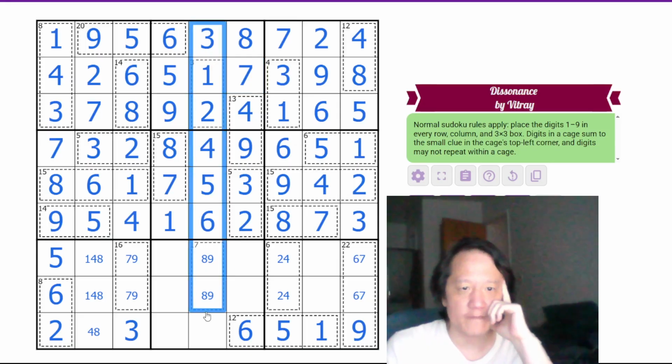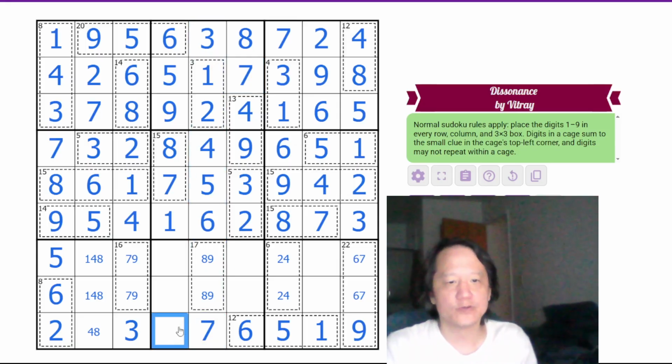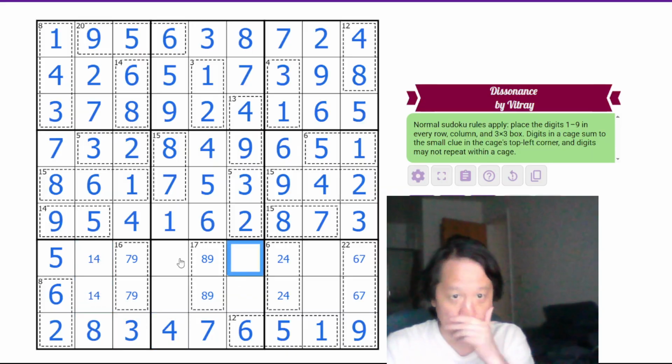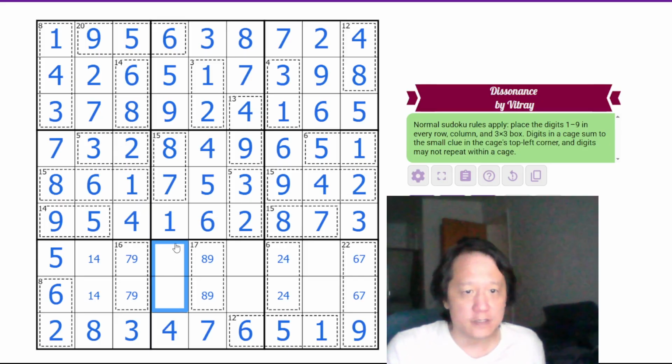Remaining digit in column 5 is a 7. So remaining digits here in row 9 are 4 and 8. No 8 here because of 8 in the column. So that's 4, which makes that 8. So no more 8 here. Remaining digits of column 4 are 2 and 3.